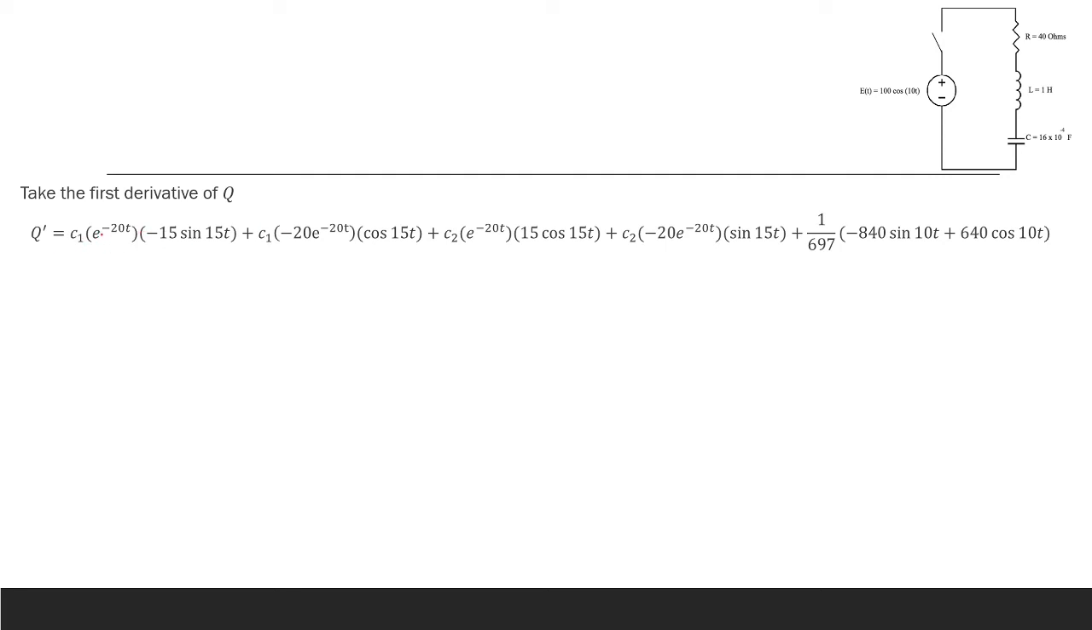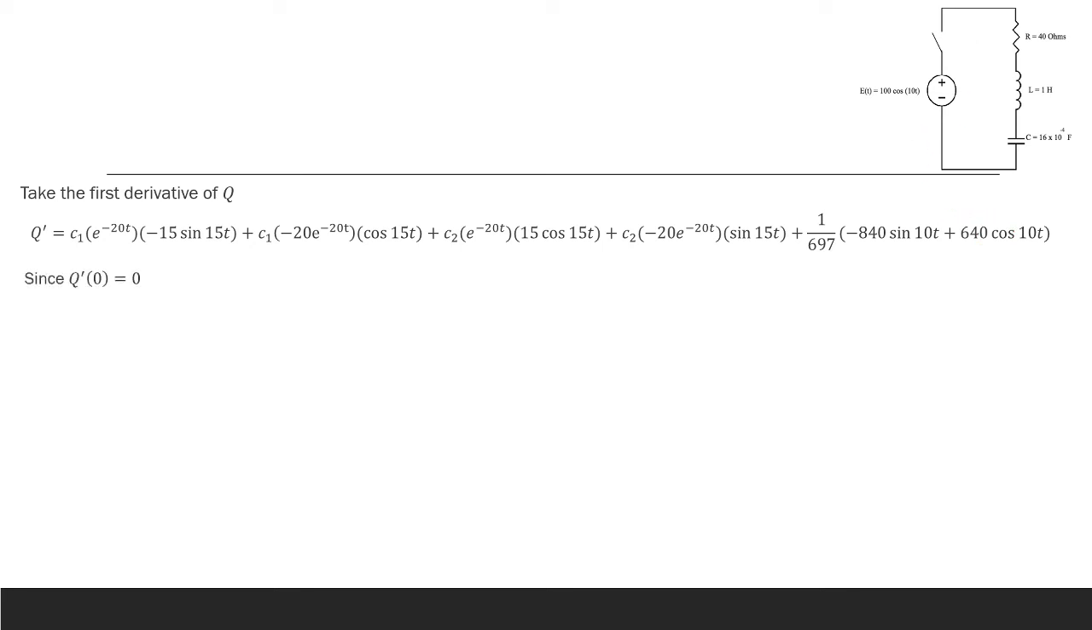C1 times e raised to negative 20t times negative 15 sine 15t, plus C1 times negative 20 e raised to negative 20t times cosine 15t, plus C2 times e raised to negative 20t times 15 cosine 15t, plus C2 times negative 20 e raised to negative 20t times sine 15t, plus 1 over 697 times, this one is not a product, so minus 840 sine 10t plus 640 cosine 10t lang.